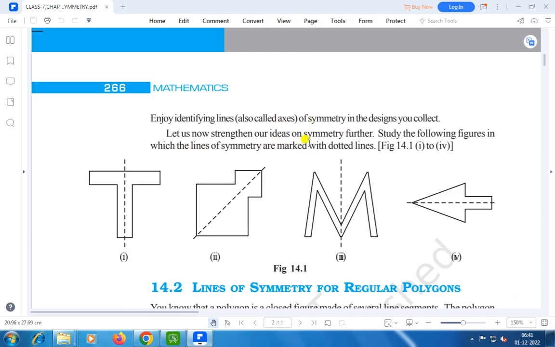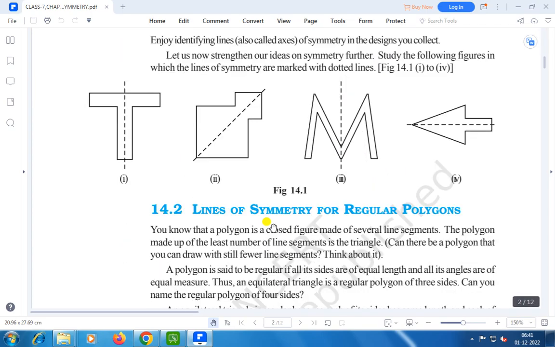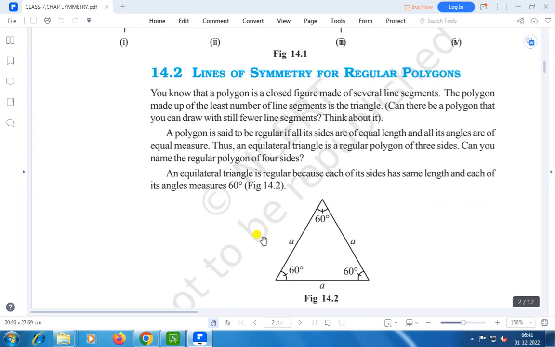Let us now strengthen our ideas on symmetry further. Study the following figures in which the lines of symmetry are marked with dotted lines. Here you see, this is the line of symmetry. This is the line of symmetry. This is the line of symmetry, and this is the line of symmetry. Line of symmetry for regular polygons.